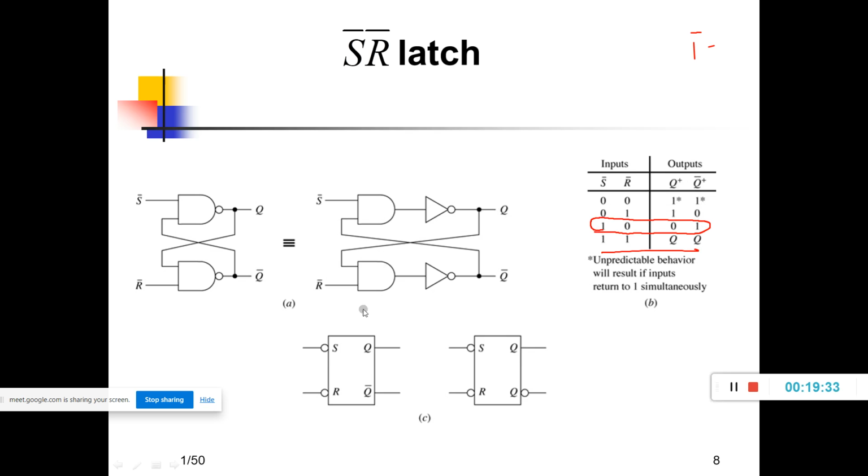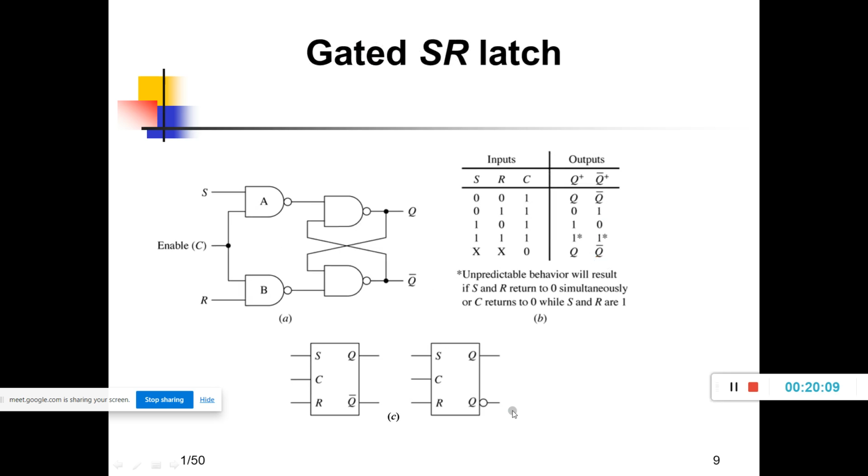And whenever S bar R bar is 0, 0, that time Q and Q bar both will return to 1, 1 simultaneously. As we know that Q and Q bar are complement to each other, so they should not return to 1. Right? So that is the unpredictable behavior which will result if inputs return to 1 simultaneously. Next we have the symbols. We can write two types of symbols, with bubbles at S bar, R bar, Q and Q bar. We can also write a bubble at the Q also and represent it as Q bar.